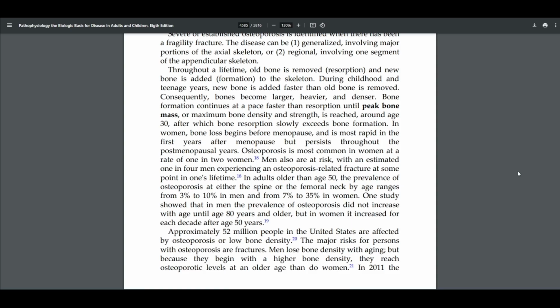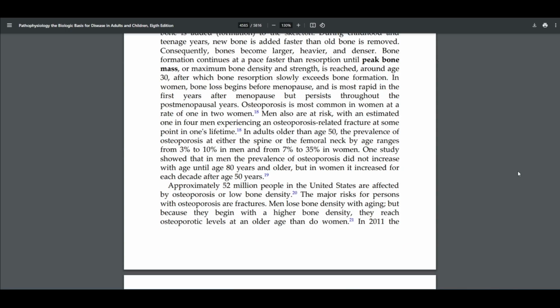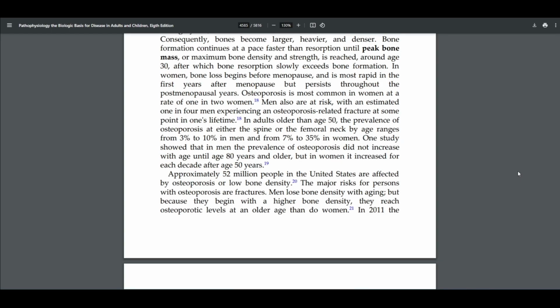In women, bone loss begins before menopause and is most rapid in the first years after menopause, but persists throughout the postmenopausal years. Osteoporosis is most common in women. Men are also at risk, with an estimated 1 in 4 men experiencing an osteoporosis-related fracture at some point in one's lifetime. In adults older than the age of 50, the prevalence of osteoporosis at either the spine or the femoral neck ranges from 3 to 10% in men and 7 to 35% in women.